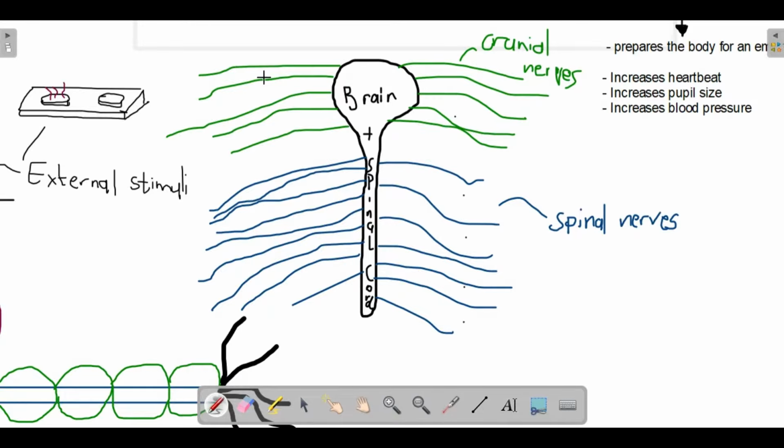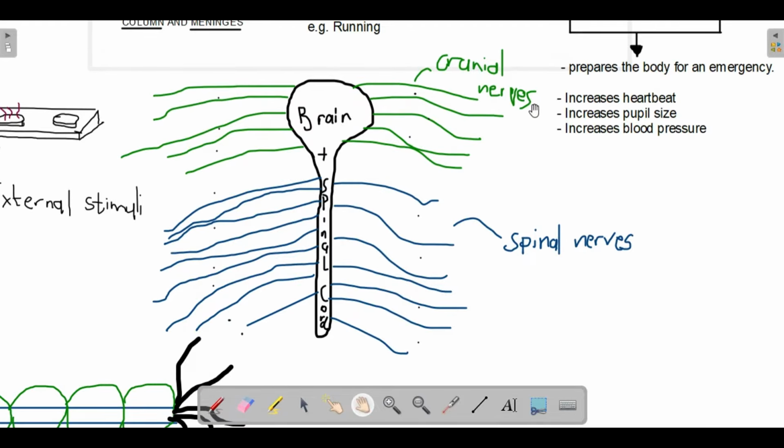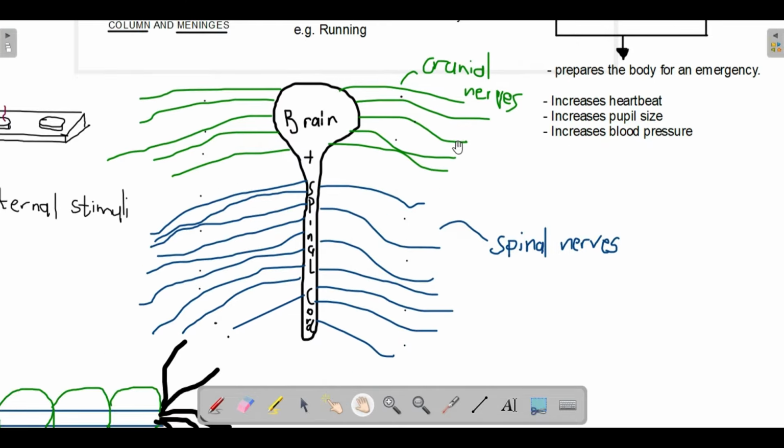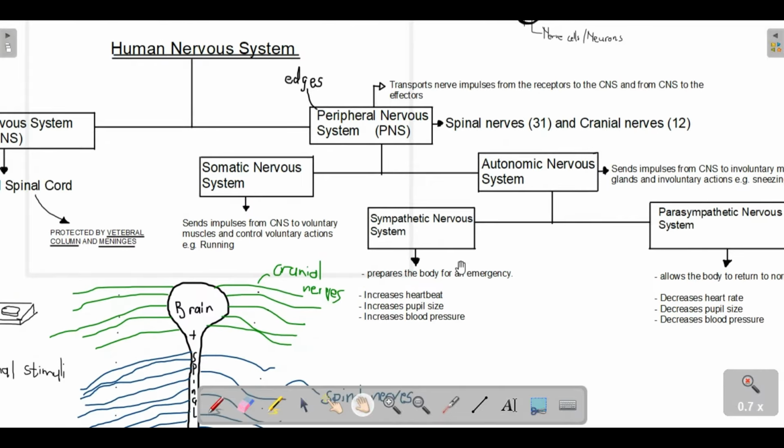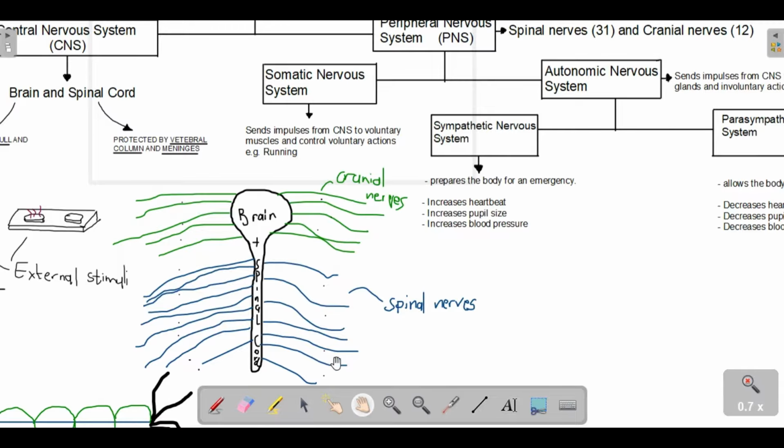As I said, this system is on the edge or away from the center, right? It's basically made up of these nerves, cranial nerves and spinal nerves, which transport nerve impulses or electrical messages from receptors or sense organs to the brain and spinal cord, and from the brain and spinal cord back to effectors. We'll take a look at those terms as well. So it's as simple as that, guys. Peripheral nervous system made up of spinal nerves and cranial nerves. That is your peripheral nervous system, right?